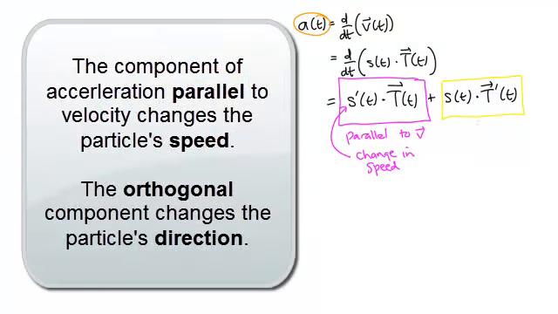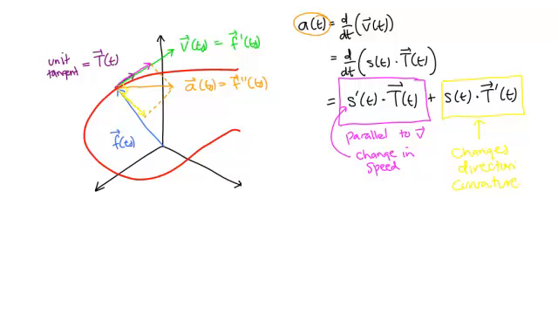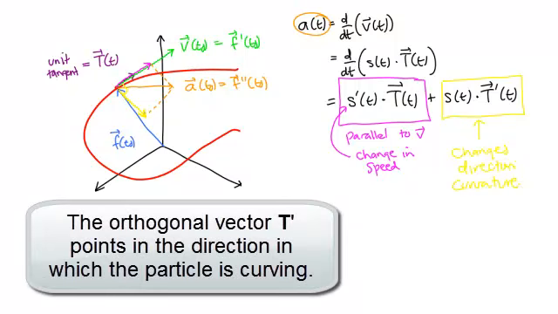The parallel component changes speed. This component right here changes direction. Or if you'd like, it changes the curvature. This yellow vector is always at right angles to the direction you're going, and it's pointing in the direction that the function is curving in.